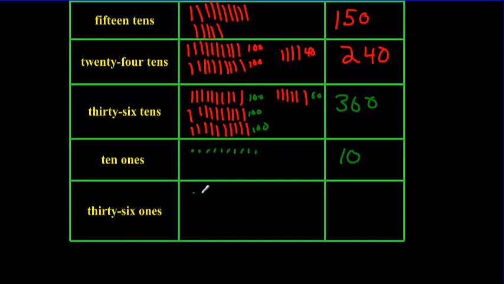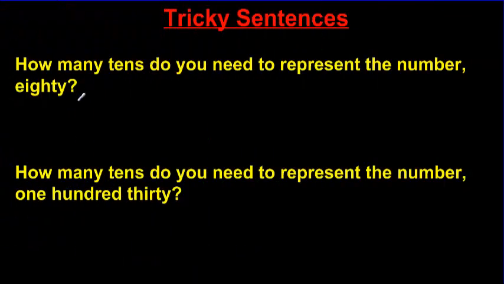36 ones. 1, 2, 3, 4, 5, 6, 7, 8, 9, 10. 1, 2, 3, 4, 5, 6, 7, 8, 9, 10. 8, 9, 10. The value, oops, I'm not done yet. 1, 2, 3, 4, 5, 6. There we have 36. And that's just 36. That's all I got. All right, guys.